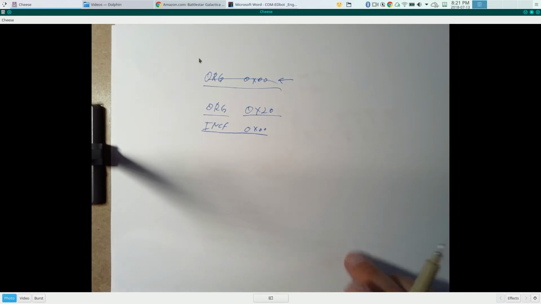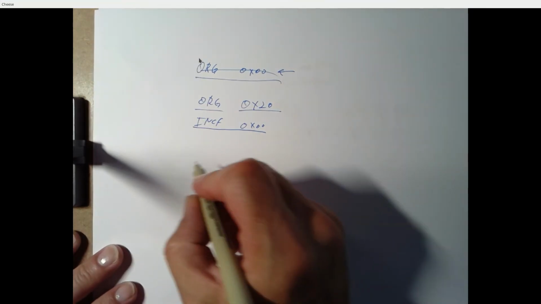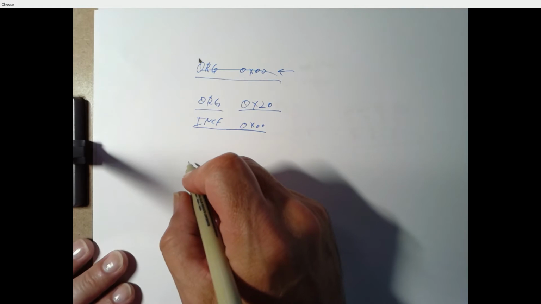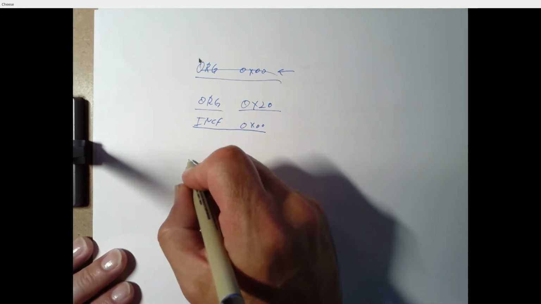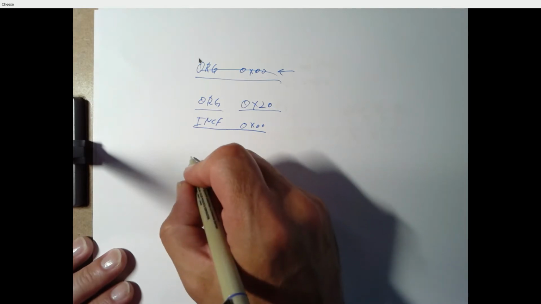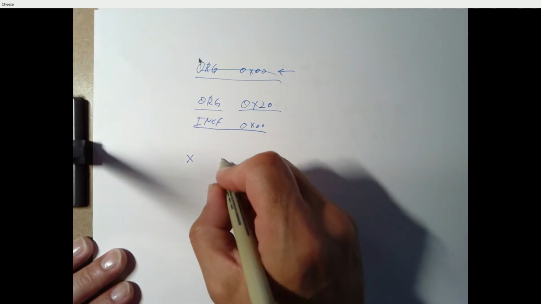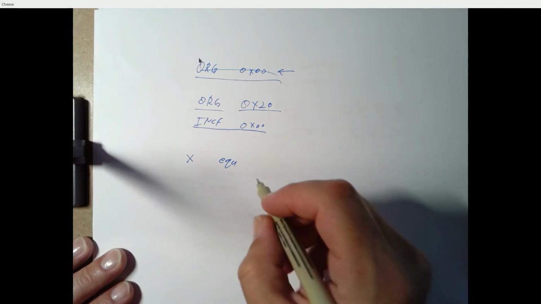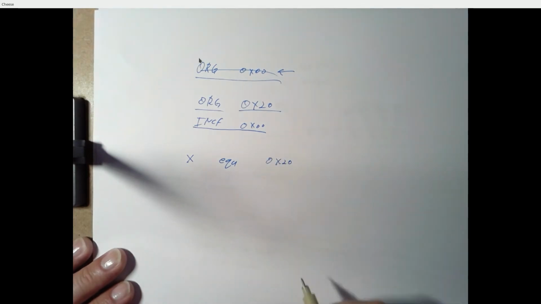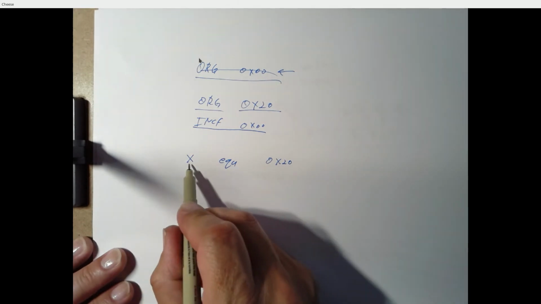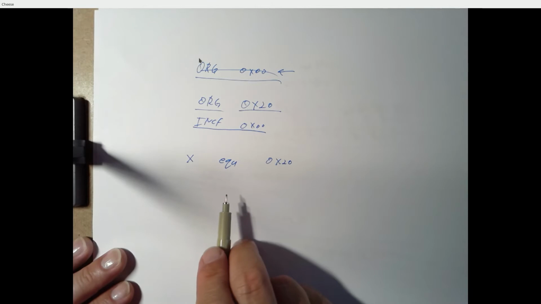All right. Another useful instruction is EQU. And in our program, we can say something like, we can pick some variable name like x, and we can say EQU, and we can put some value over here like 0x20. And this means that the symbol x is basically a synonym for 0x20.